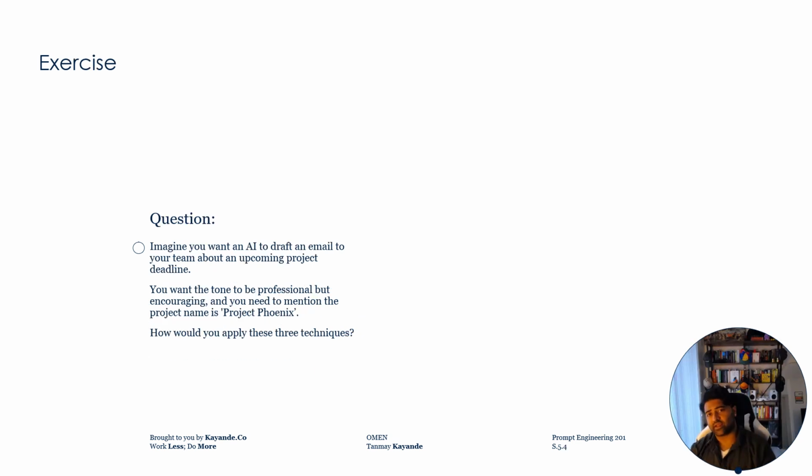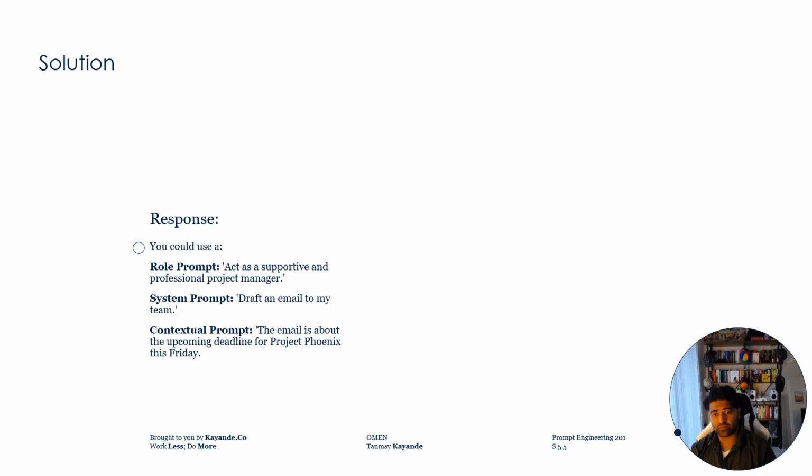Let's do a quick check. Imagine you want an AI to draft an email for your team about an upcoming project deadline. You want the tone to be professional but encouraging, and you need to mention the project name is Project Phoenix. How would you apply these 3 techniques? You could use a role prompt of act as a supportive and professional project manager, a system prompt, draft an email to my team, and a contextual prompt, the email is about the upcoming deadline for Project Phoenix this Friday.